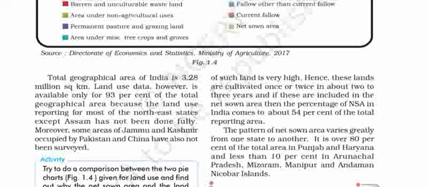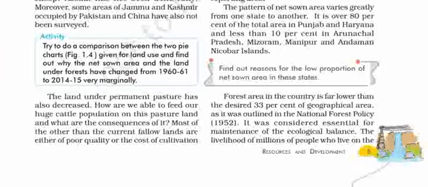Land use data, however, is available only for 93% of the total geographical area because the land use reporting for most of the northeast states except Assam has not been done fully. Moreover, some areas of Jammu and Kashmir occupied by Pakistan and China have also not been surveyed. The land under permanent pasture has also decreased. How are we able to feed our huge cattle population on this pasture land? And what are the consequences of it?